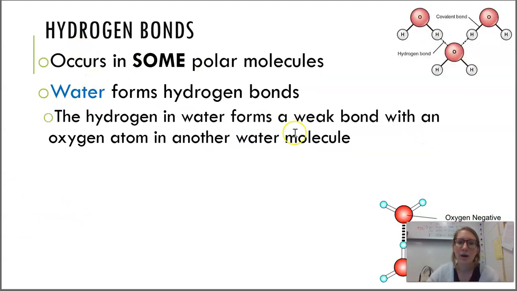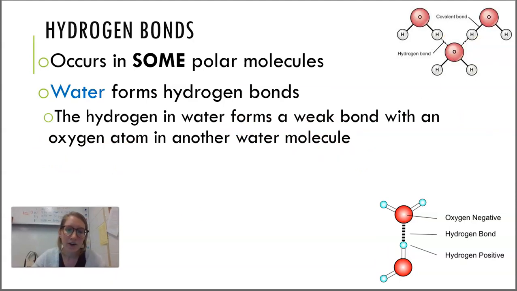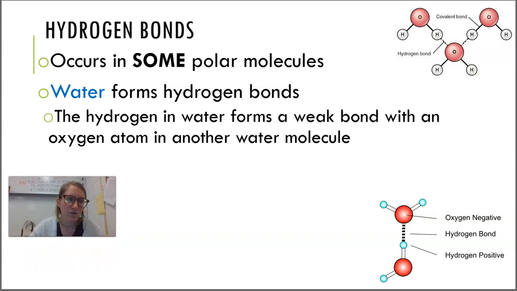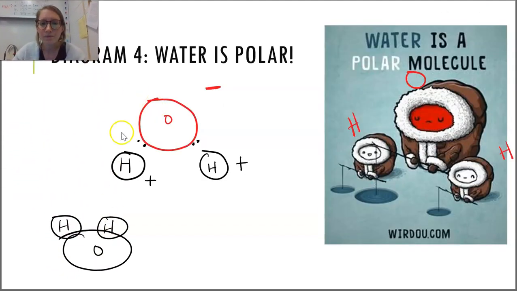So hydrogen bonds, they occur in some polar molecules. They occur in water, and hydrogen bonding is why water is so amazing and why it has so many crazy different properties, which we'll look at in a little bit. So water forms hydrogen bonds. The hydrogen in water forms a weak bond with an oxygen atom in another water molecule. So let's diagram that. Let's actually go back to what we had back here. So right, we had these two. We had this molecule and this molecule.